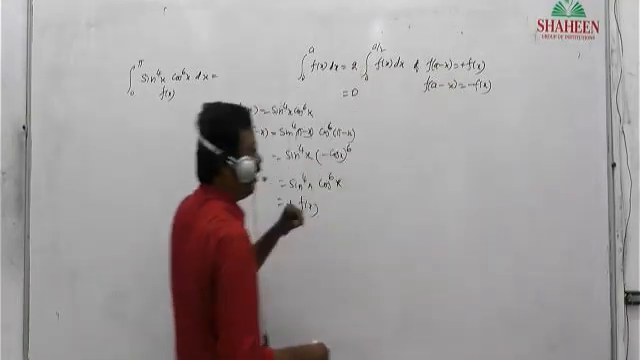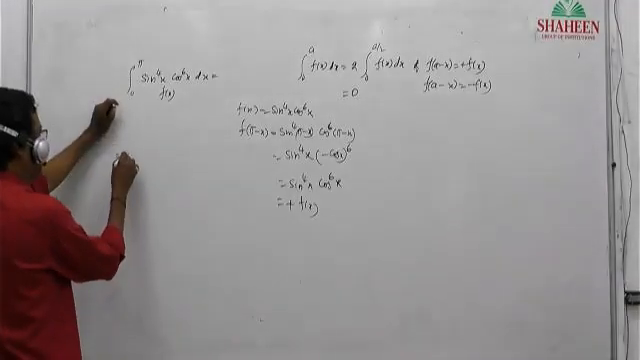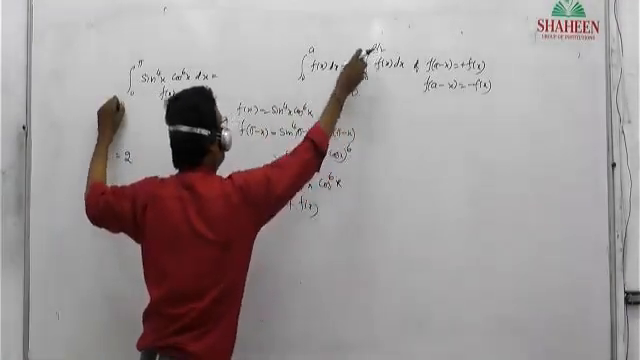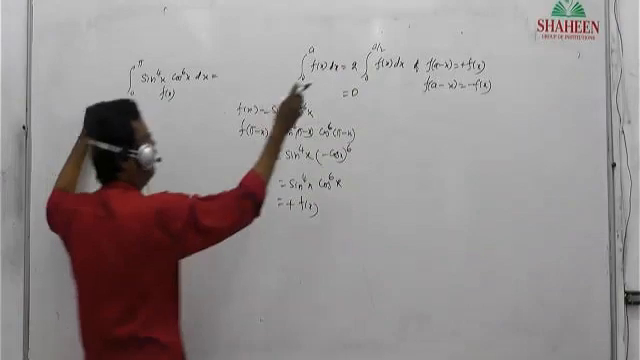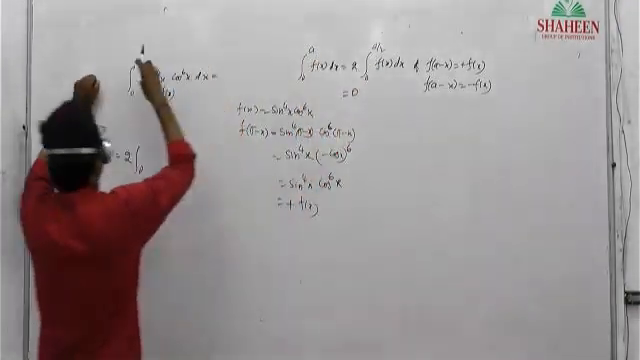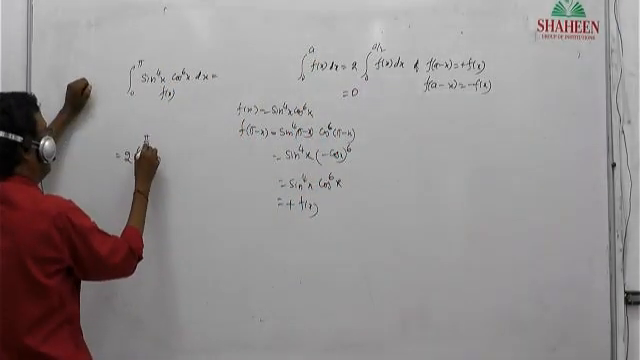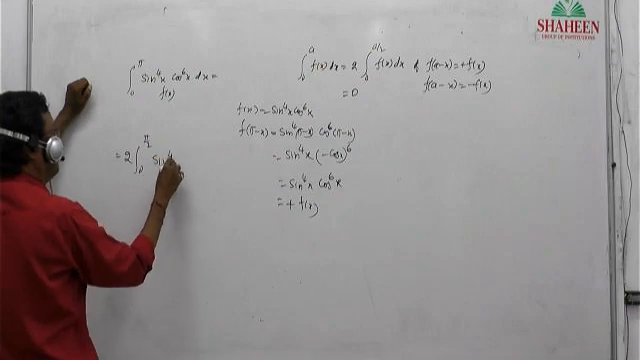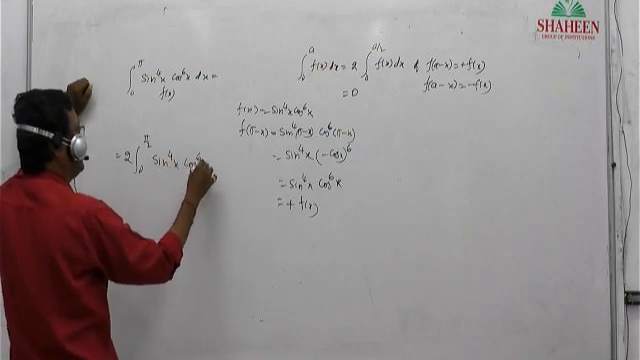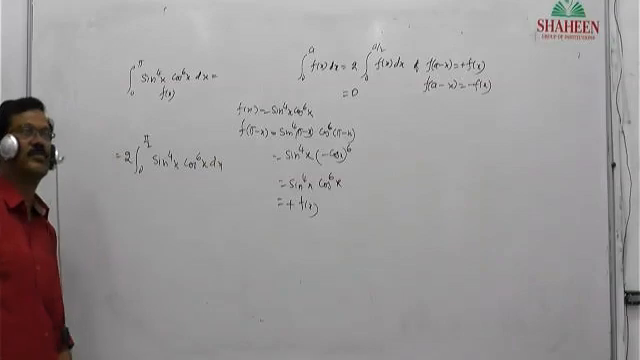Apply this formula 2 times: 2 times the integral 0 to a by 2, pi by 2, sine power 4 cos power 6x dx we got. Okay.